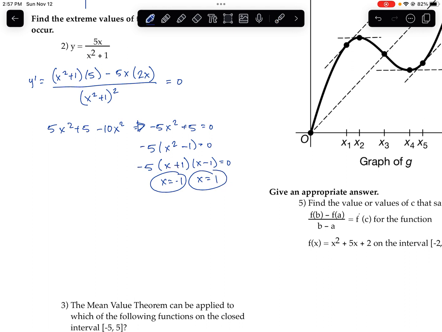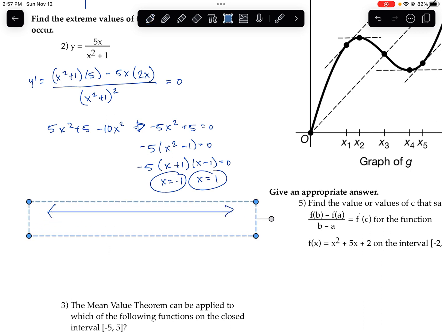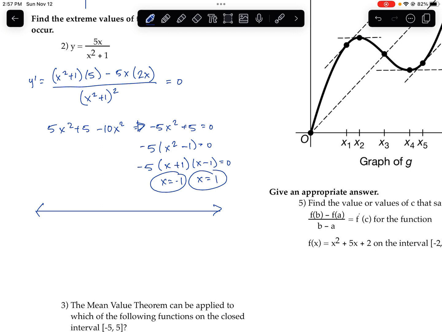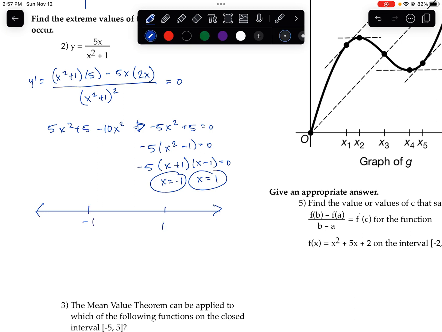So I'm going to use a number line, the first derivative test, and we've got -1 and 1, and we'll test some points in the first derivative. So let's say we plug in 0, so let's do y prime of 0. We're going to plug it into the derivative.